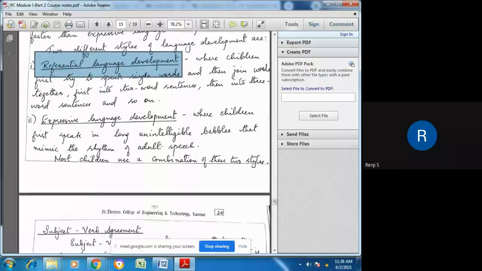And finally, when they learn all these words, just like I'm telling you, when you learn English, you have to study the words first, like the synonyms, understand the meaning of the words first. Only then can we express them in sentences. It is the same way here also.